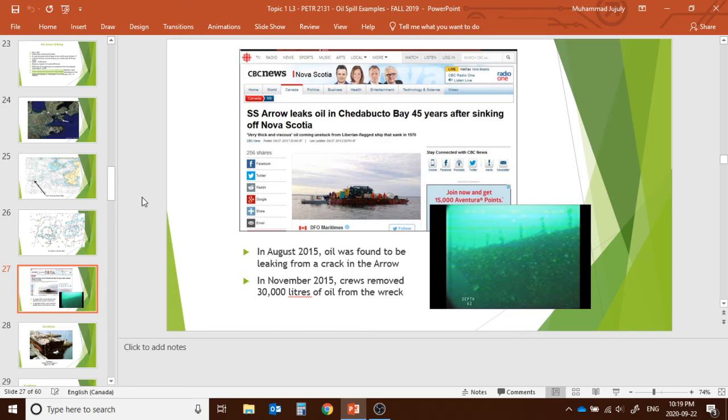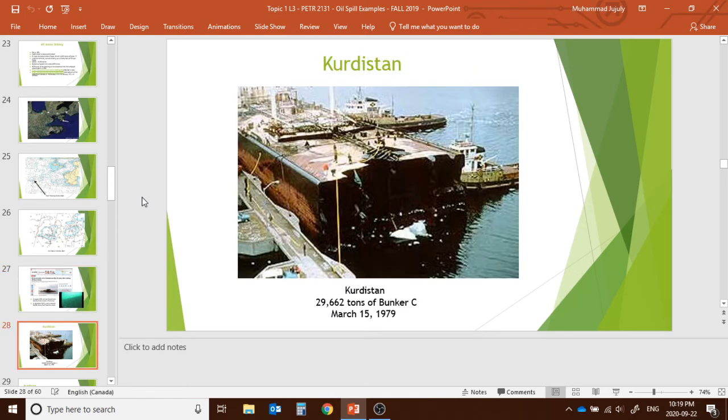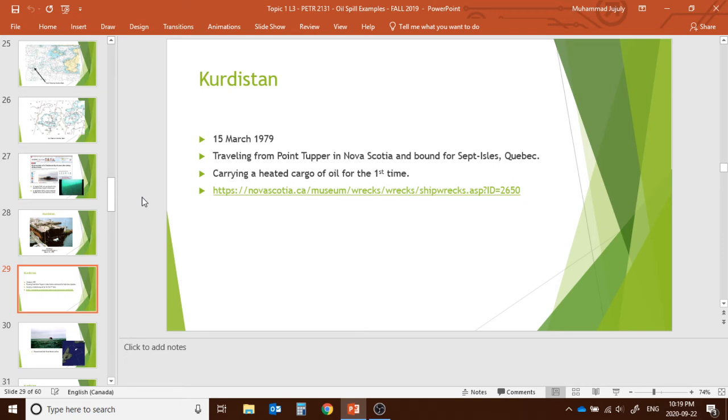Still we have the leakage of the oil there, even after 45 years. In November 2015, crews removed 30,000 liters of oil from this wreck. So there's one. Another is Kurdistan. We're talking about the tanker Kurdistan, and it sank in 1979 with nearly 30,000 tons of bunker sea oil.